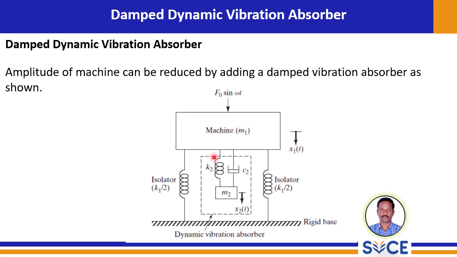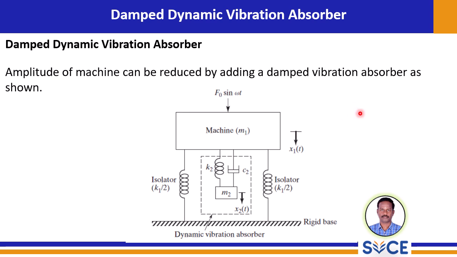Too little damping and the absorber's amplitude might become large and effectiveness might still be narrow. Too much damping and the absorber might become too stiffly connected to the main mass, reducing its ability to oscillate out of phase and counteract the primary vibration itself. Again, x1 of t represents the motion of the main machine. X2 of t represents the motion of the absorber mass relative to the main mass.